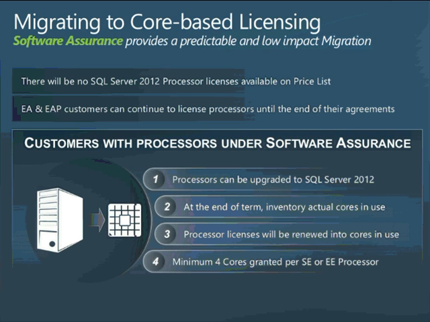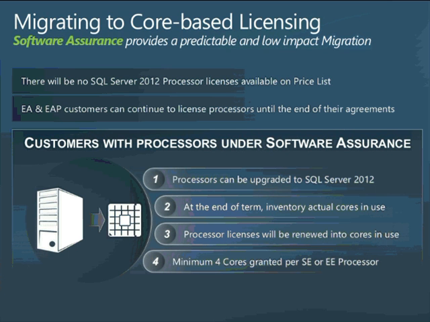Okay, so what happens if you want to migrate to core-based licensing? Again, if you've got existing servers out there that you purchased processor licenses for, what happens now that there's this core licensing? When your enterprise agreement or your enrollment for application platform, your EAP, expires, you will end up trading in those processor licenses for core licenses.